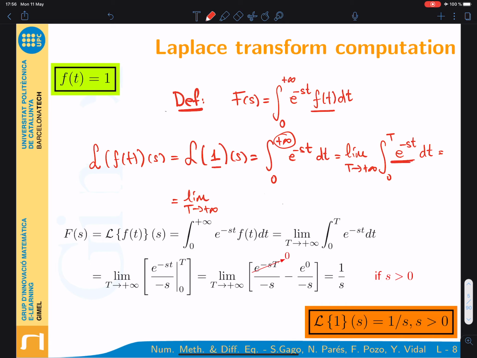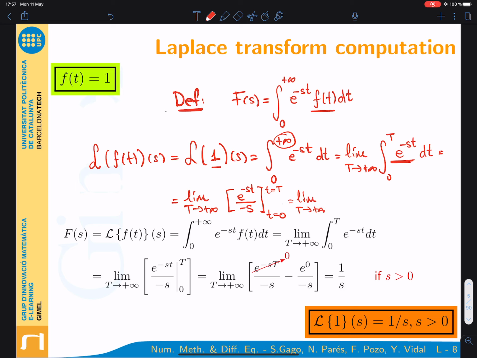This is a direct integral. It's just the exponential function itself. But remember that we have in the exponent here minus s. That is just a constant because the integration variable is t. So this minus s should be divided. And then this is the definite integral between 0 and T. So let's use Barrow's rule.